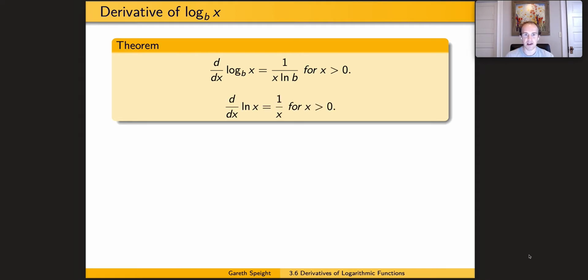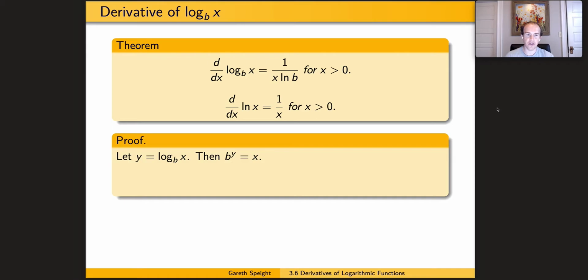So log to the base e is just ln, and it becomes 1 over x because the natural logarithm of e is just 1. Okay, so the second formula is a special case of the first, but we are going to use the second formula way more. So the derivative of ln x equals 1 over x for x bigger than 0.